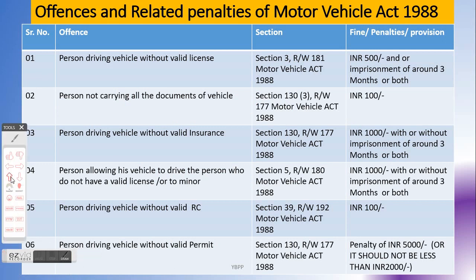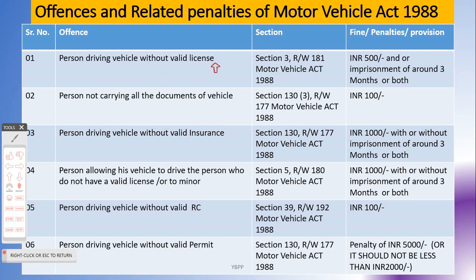Next is offences and related penalties of Motor Vehicle Act 1988. So here different offences and penalties are given. This point is very important from your examination point of view. Question may be asked like this, write down offences and related penalties of Motor Vehicle Act 1988 for 4 marks or 6 marks. So this is very important. In the first column offences are given, second column sections, then fine, penalties or provision in the last column are given.